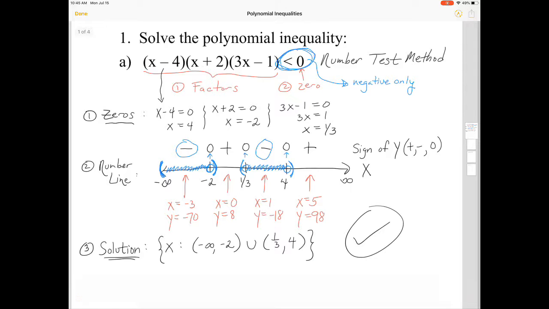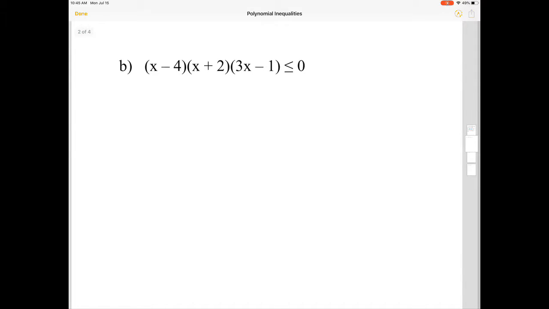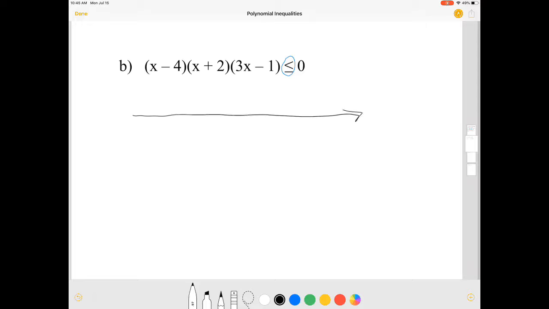Okay, now, in part B, the problem is essentially the same exact problem. Notice I did not change the left side. I didn't change the 0. The only thing I changed was the inequality. So the nice thing about that is that all the work I just did doesn't change at all. So I still use the same number line with the zeros at negative 2, 1/3, and 4. And then these were zeros, and this was negative, positive, negative, positive. None of that changes, which is nice.